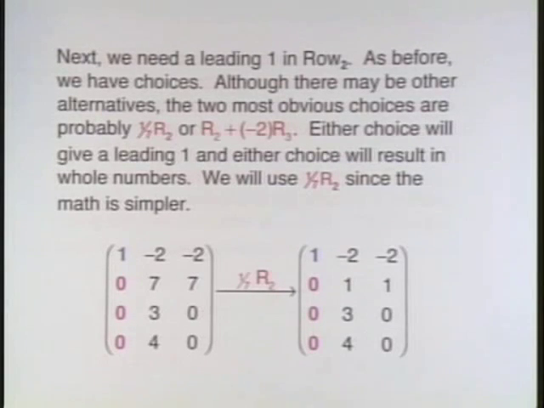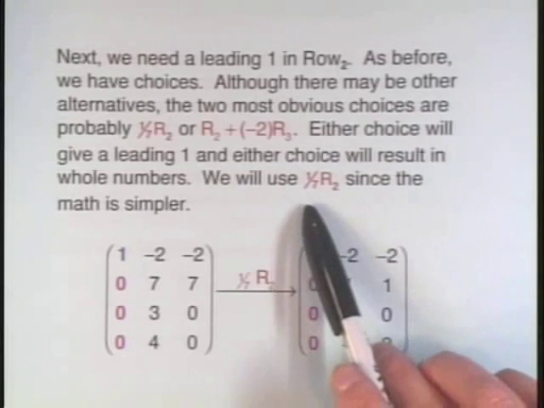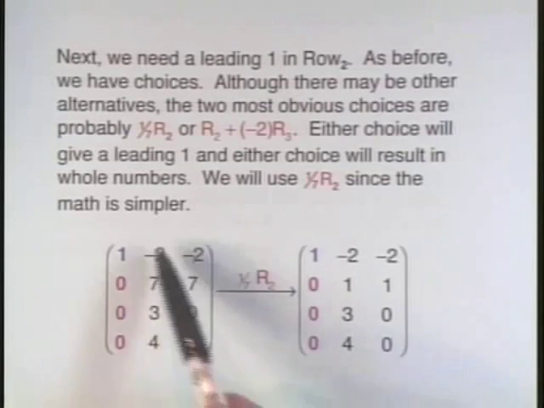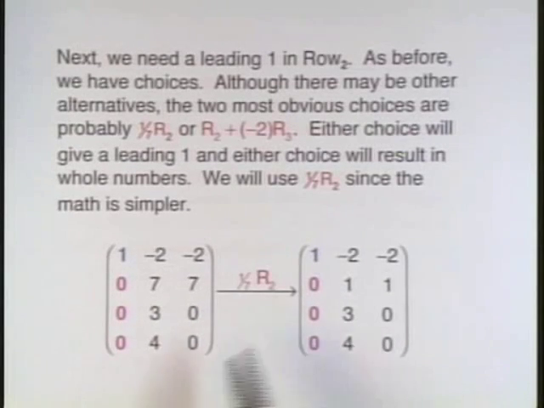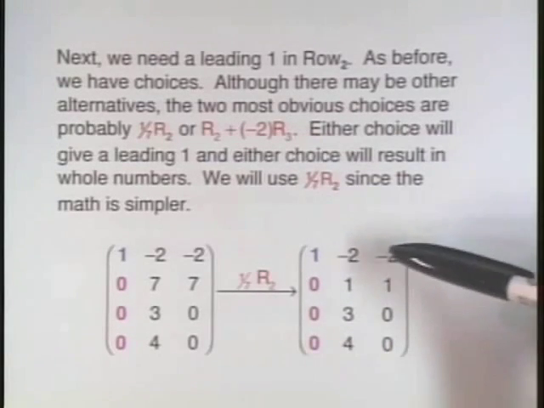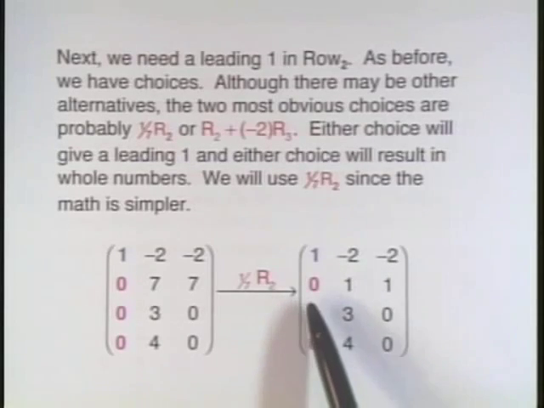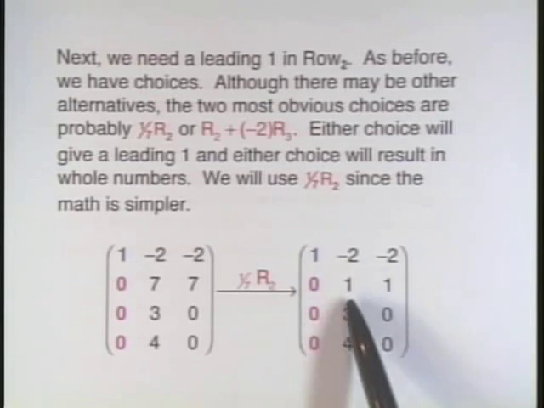We will use the row operation 1/7 times row 2 since the math is simpler. So taking our ending matrix from the previous step, we're going to apply the operation 1/7 times row 2. Rows 1, 3, and 4 stay the same, and our new row 2 is 0, 1, 1.